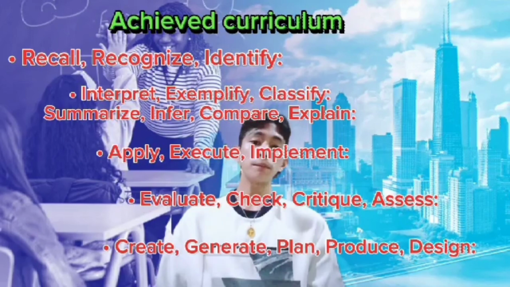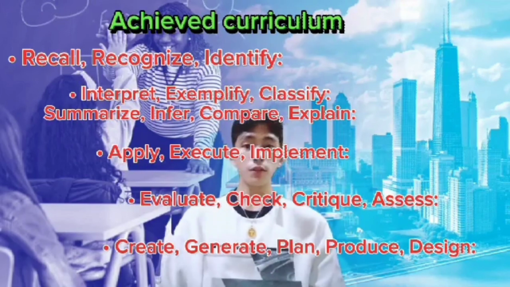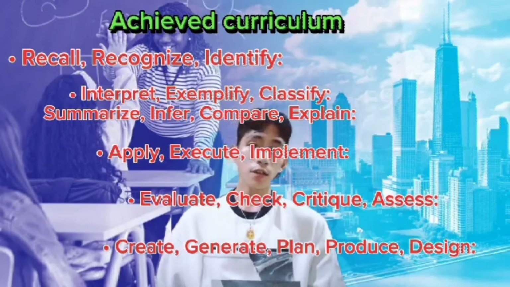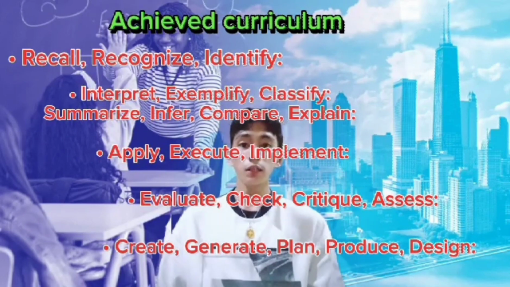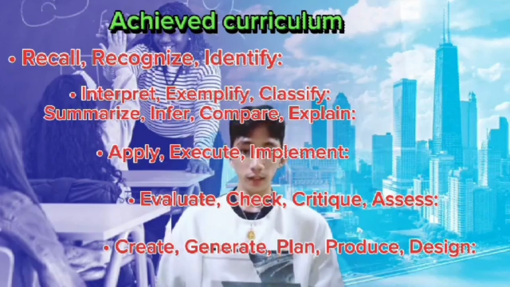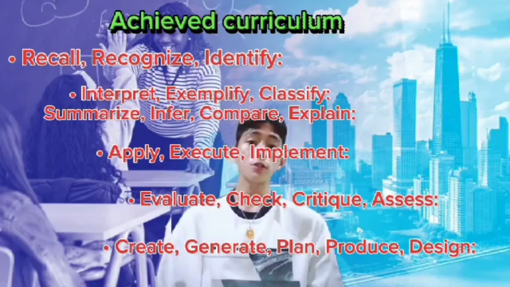The fifth one is evaluate, check, critique, and assess: activities such as journals, diaries, critiques, problem sets, product reviews, or studies that require students to evaluate or assess information. The sixth one is create, generate, plan, produce, and design: activities such as research projects, musical compositions, performances, essays, or creative projects that require students to create or produce something.